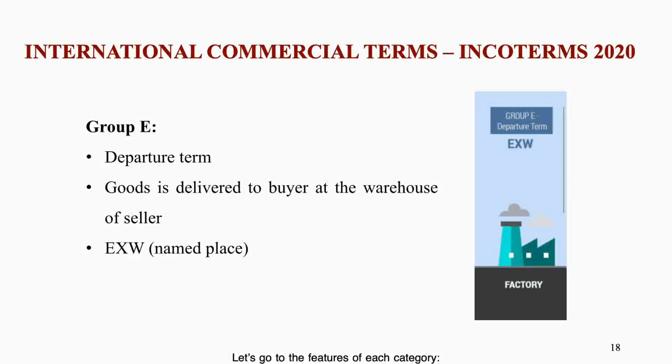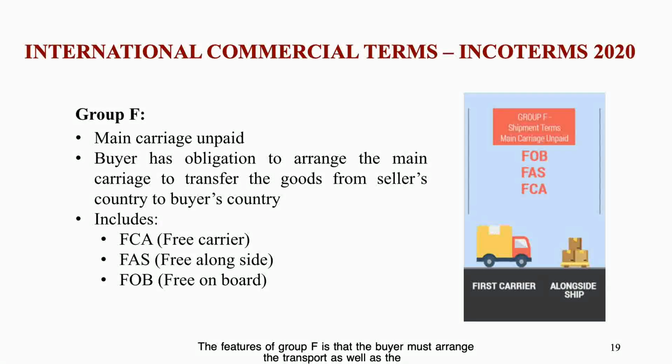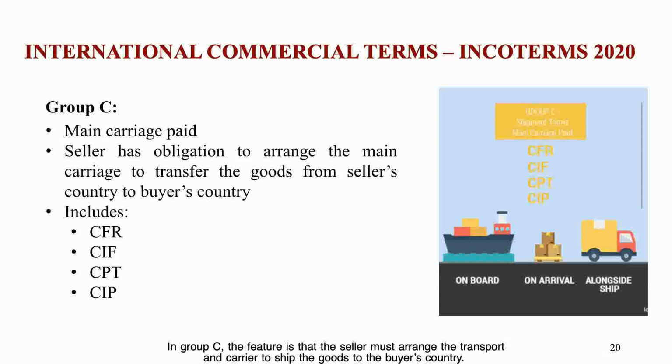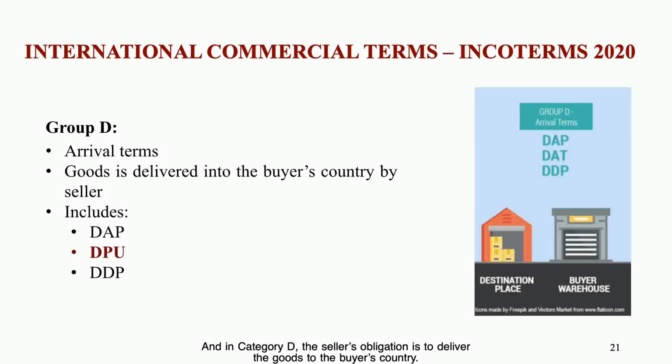Let's go to the features of each category. Category E is the feature that the goods are delivered to the buyer at the warehouse of the seller. The feature of Group F is that the buyer must arrange the transport as well as the carrier to transfer the goods from the seller's country to the buyer's country. In Group C, the feature is that the seller must arrange the transport and carrier to ship the goods to the buyer's country. And in Category D, the seller's obligation is to deliver the goods to the buyer's country.